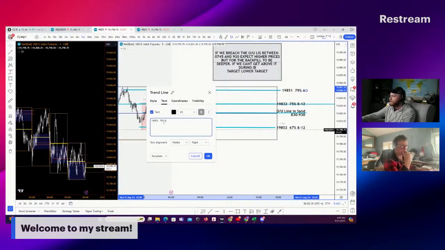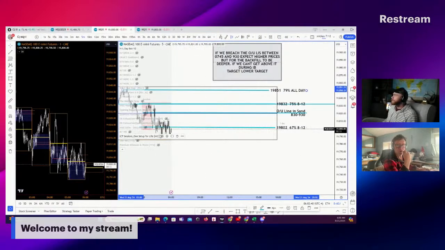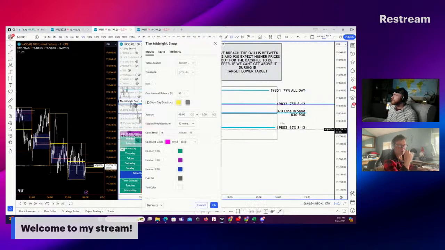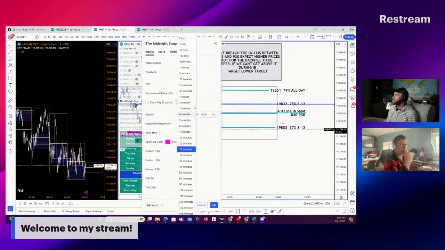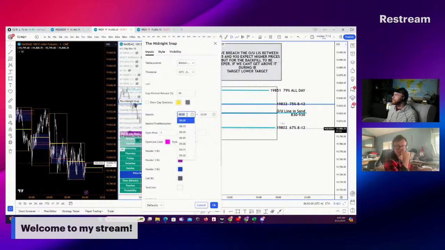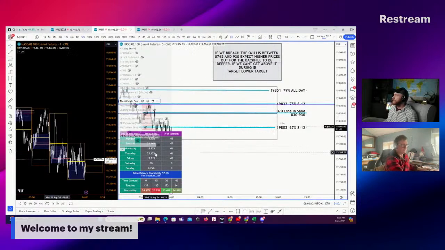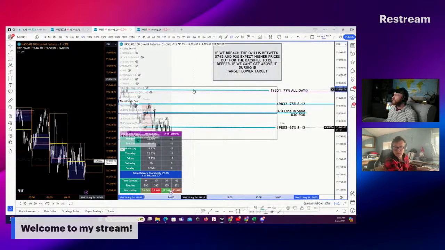Just checking, that is the session 8 till 4 p.m. and open hour is 1. All right, let me check. I've altered the UTC to UTC minus 5. 8 o'clock to 16:15. 79.2. Yep. All right.